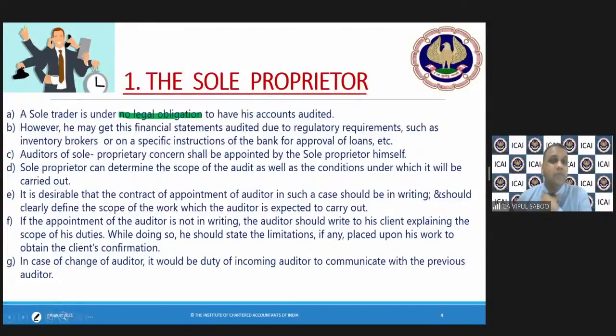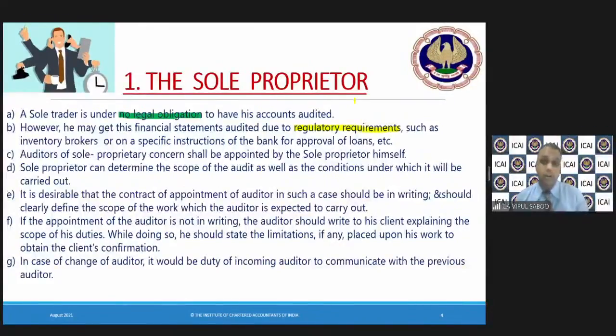However, he may get his financial statements audited due to regulatory requirements. What are the regulatory requirements? If no legal obligation, what are the regulatory? Who are the regulators in the market? The regulators are RBI, insurance authorities, different finance companies. These are the regulators. RBI is the regulator in the banking market. So there could be regulatory requirements.